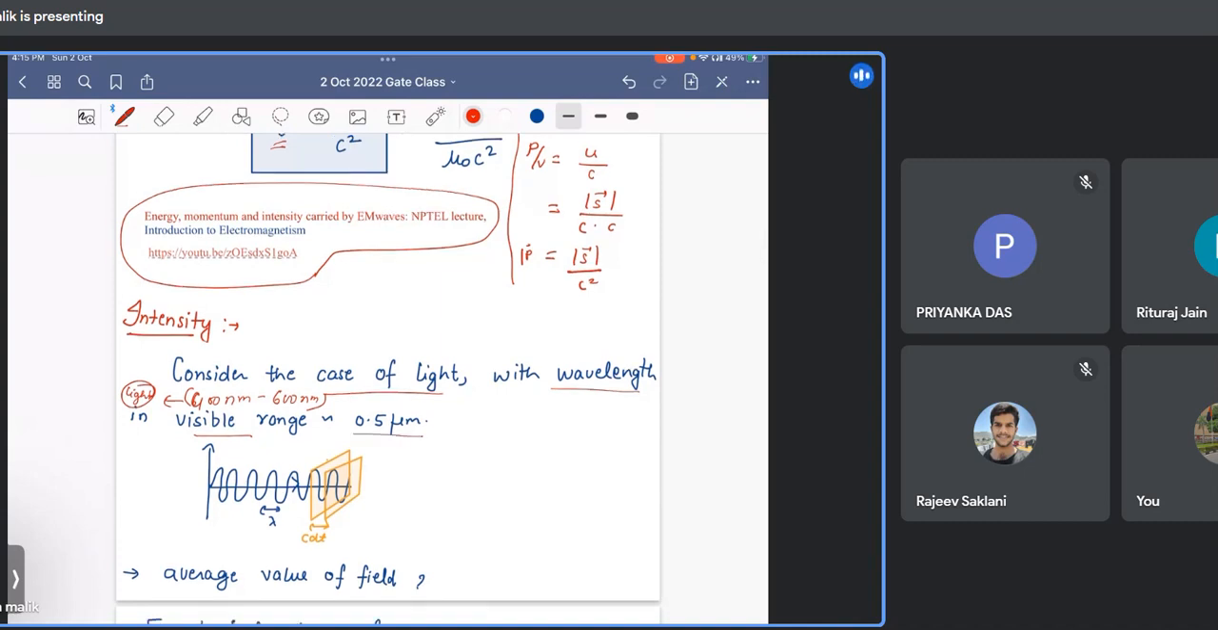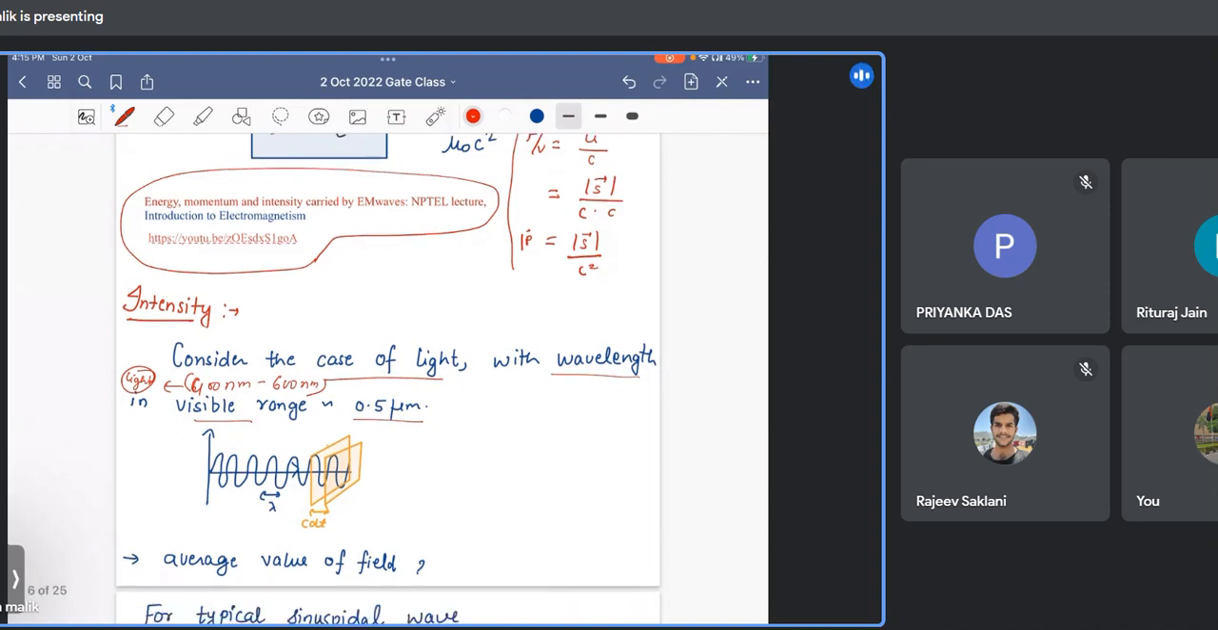The mean wavelength is 0.5 micrometer. So if your wavelength is such a tiny wavelength, then within a time delta t, there are a lot of oscillations that happen within a small area. For example, if you have a very thin object, within this thin object lots of oscillations of this EM wave happen. So generally, we consider the average value of this Poynting vector, or the average value of the field, to calculate the intensity. And the intensity is generally the average value of the Poynting vector.